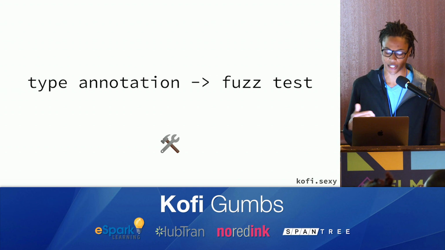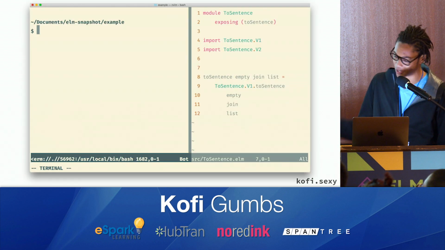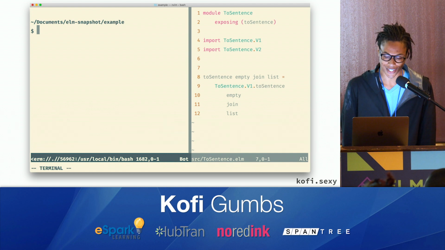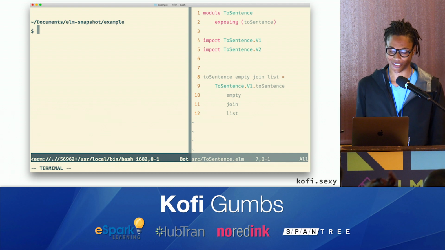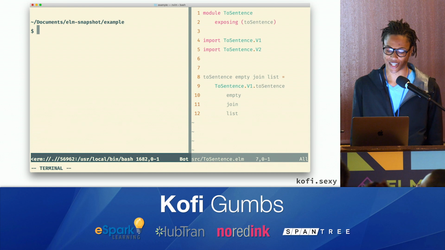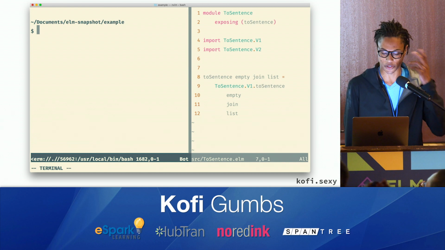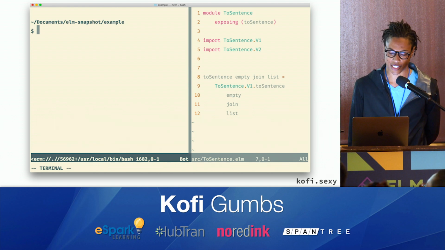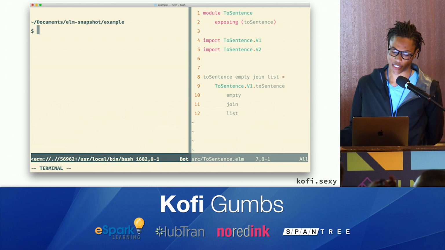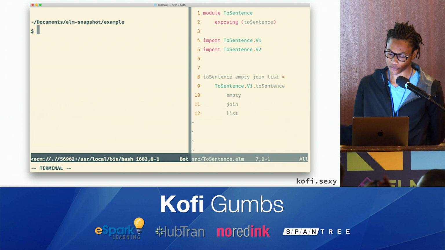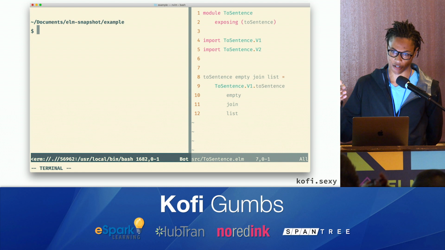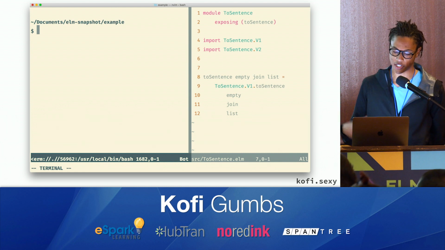This is a demo. This is how I like to do demos. I just take screenshots of my terminal. No risk. It's great. So this is my editor. On the left is my terminal, and on the right is the Elm module, toSentence.elm. So the original actual implementation is in toSentence.v1. So I'm just using this function to proxy into v1 right now, and then my new implementation is in v2.